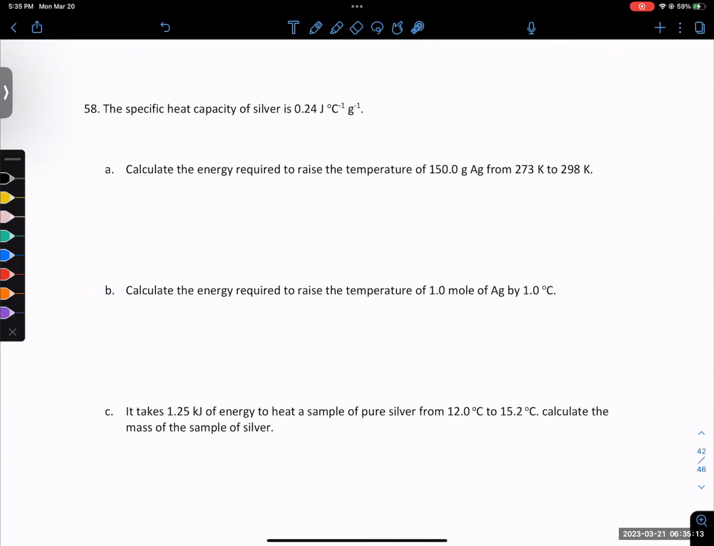All right, number 58 is talking about heat capacity, which is our Q equals MC delta T equation, right? Every time you think of heat capacity, you should probably ring a bell that the equation you might be using is your Q equals MC delta T. All right. So 58A says, calculate the energy required to raise the temperature of 150 grams of silver from 273 to 298 Kelvin.